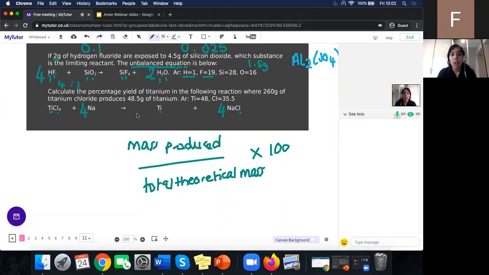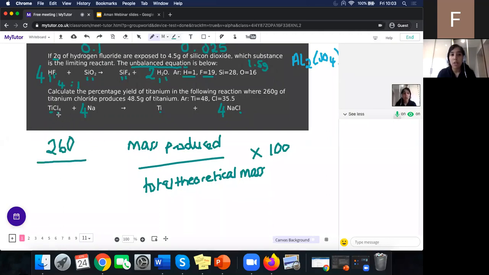So let's have a look then. So we've got titanium in the following reaction where 260 grams of titanium chloride reacts to produce. So the equation is mass produced over total theoretical mass. So titanium chloride plus sodium. So 260 grams of titanium chloride produces 48.5 grams of titanium. So let's calculate the number of moles of titanium chloride. Remember, that is the mass, 260, divided by the MR.